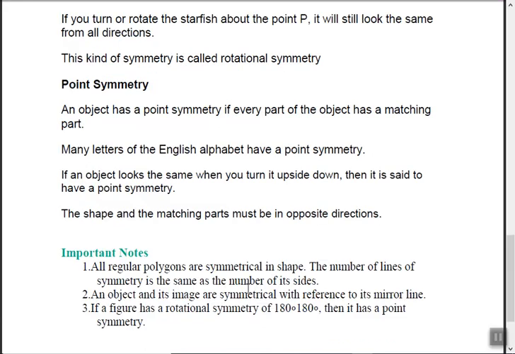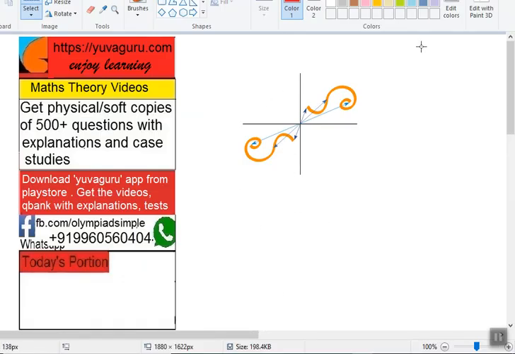Next is point symmetry. An object has point symmetry if every part of the object has a matching part. Means what? Every part will have a matching part. See this figure. This has point symmetry. What does it mean? See here, every point on this figure will have another point on the other side. Right? So this is known as point symmetry.